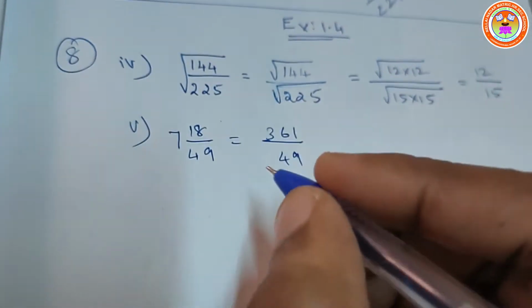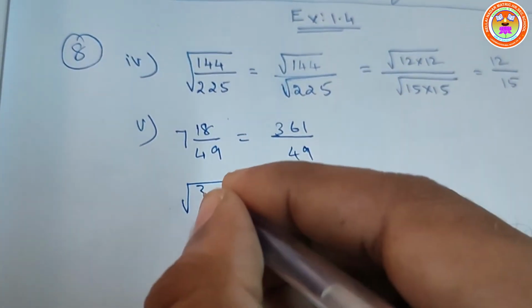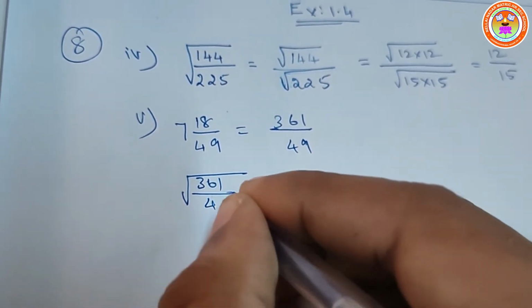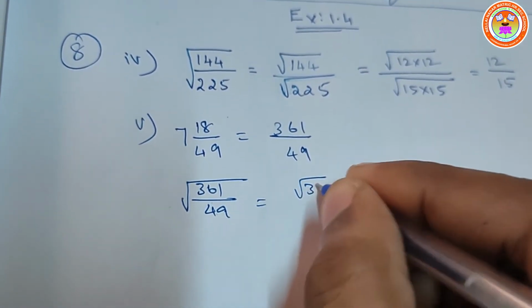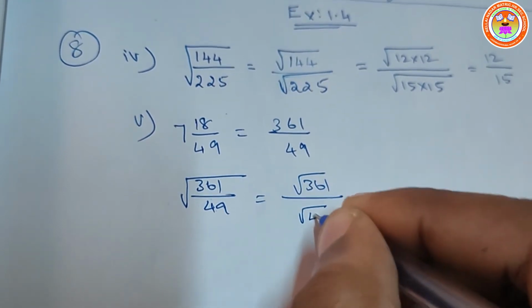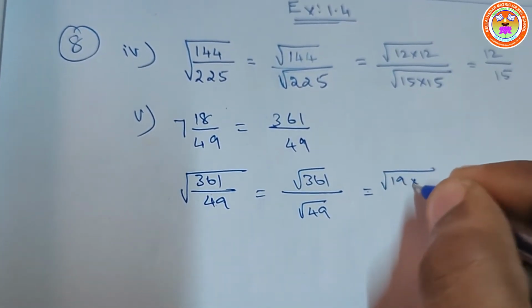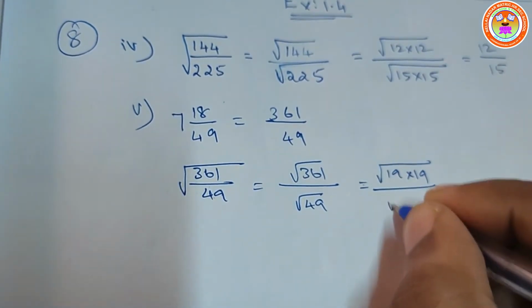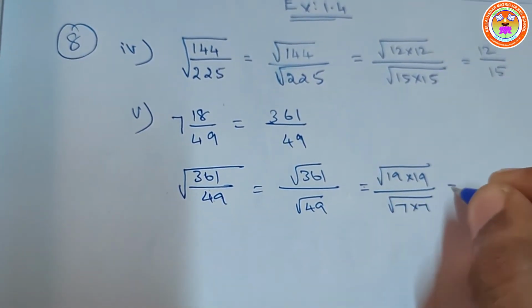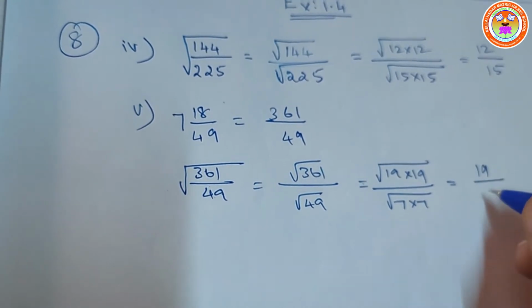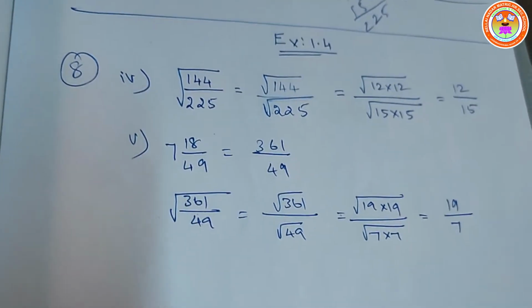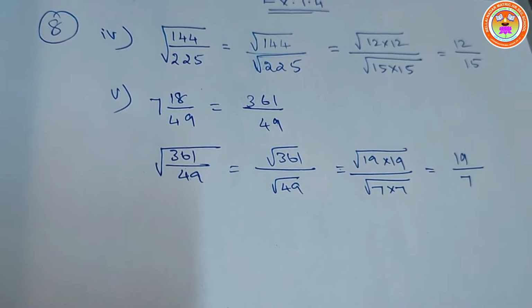For that you have to take the square root. So square root of 361 by 49 is equal to square root of 361 by square root of 49. 361 is nothing but 19 into 19. Here 49 is 7 into 7. Therefore the answer is 19 by 7. Clear, children? Now we'll move on to the next question.